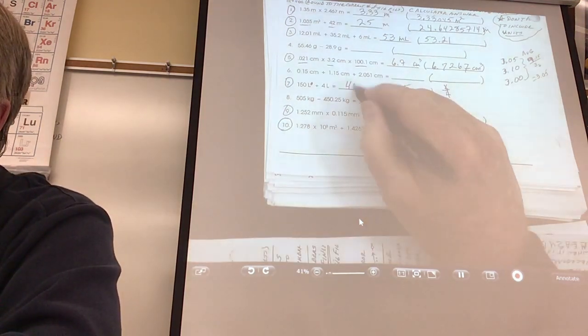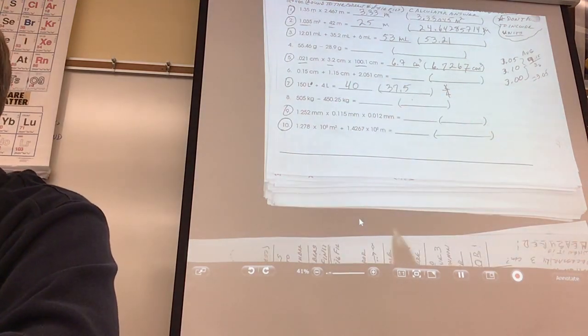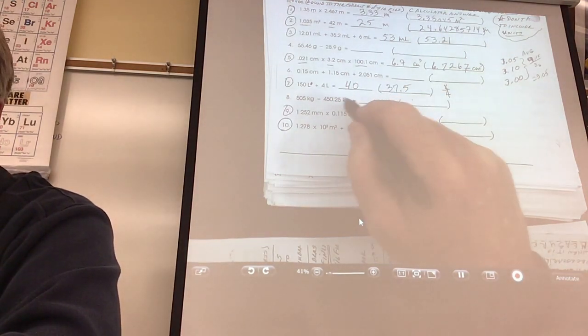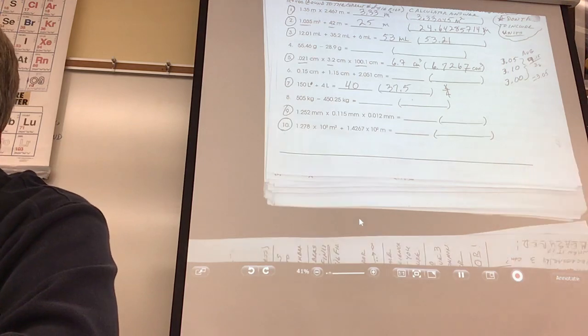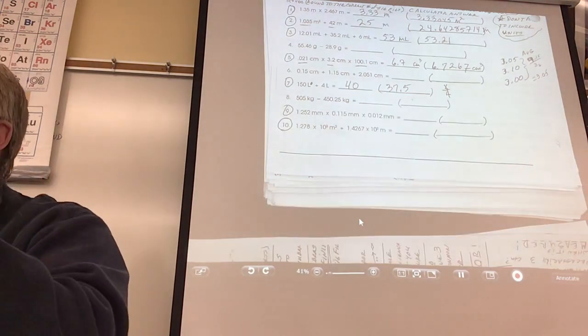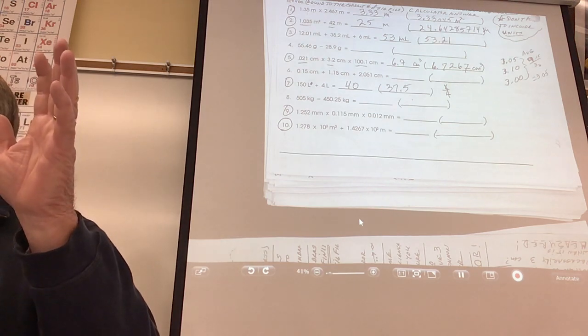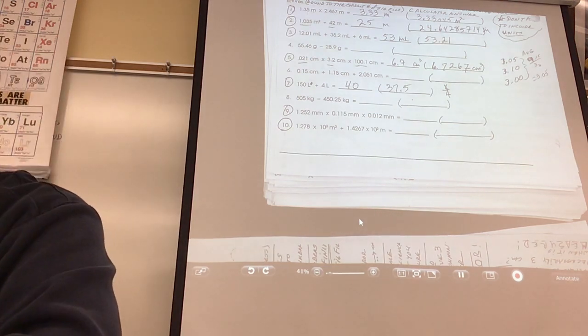No decimal. How many sig figs are in this? There's 1. Ever got that? You still have to put zeros in to keep the place value in the right place. See that? All right, number 9.